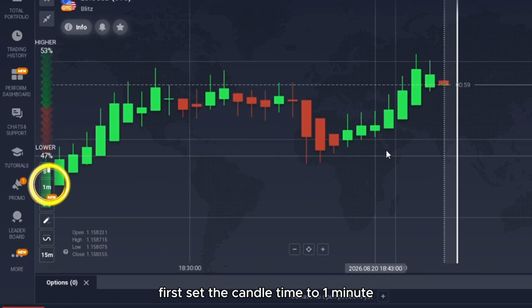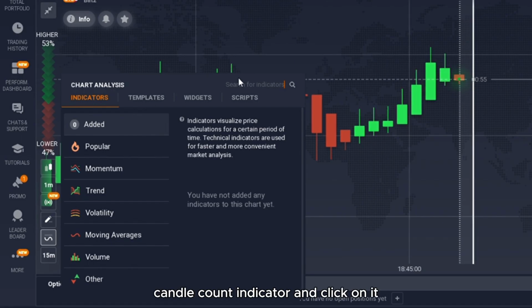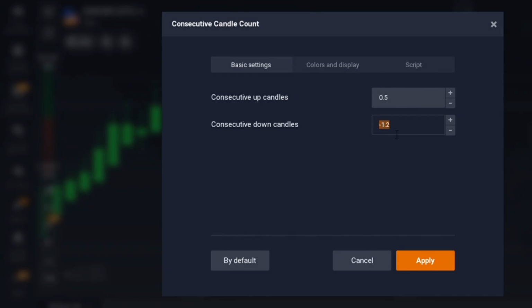First, set the candle time to 1 minute. Now, search for the consecutive candle count indicator and click on it. Set both the bullish and bearish candle values to 0.5 and then click Apply.